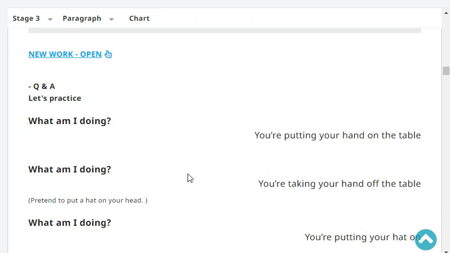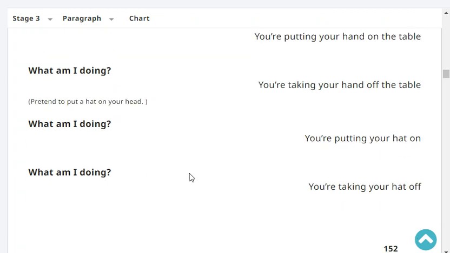What am I doing? You're putting your hand on the table. Yes, you are putting your hand on the table. What am I doing? You're taking your hand off the table. Very good.